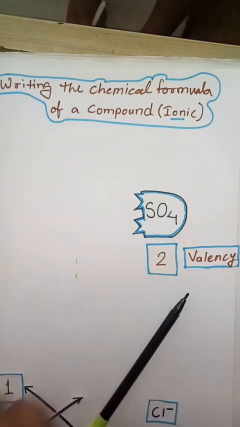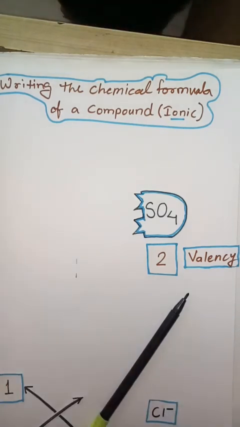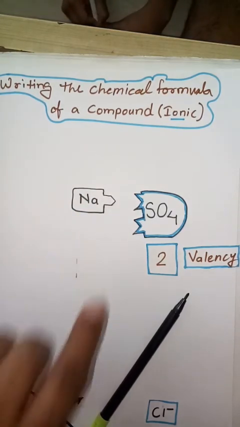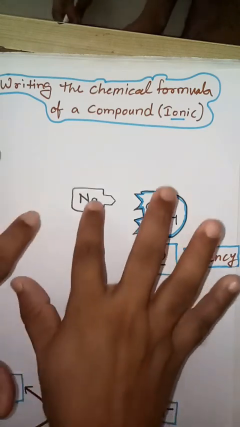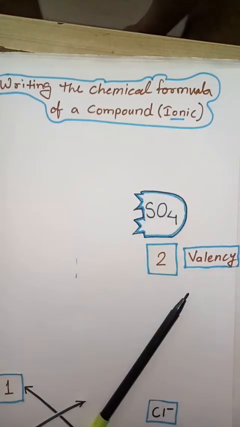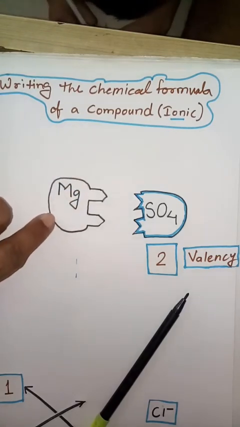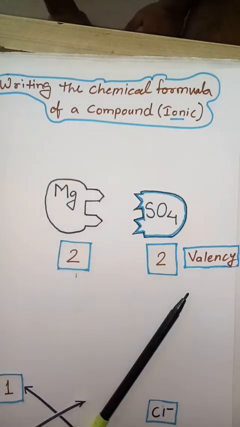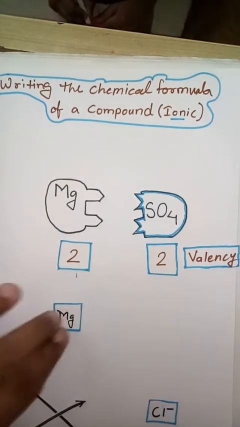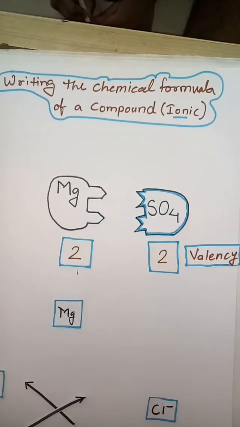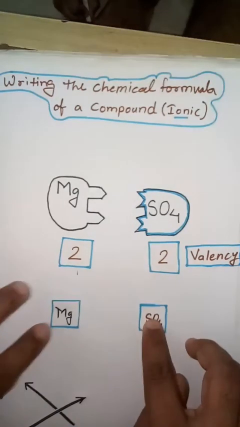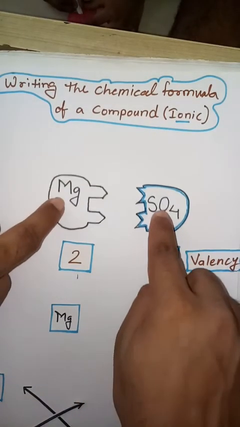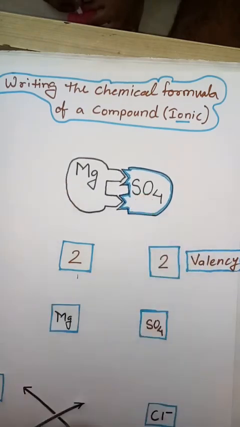And we need to satisfy it: if I have sodium, then we need 2 sodiums. Can you see that? We need 2 sodiums. So I don't want sodium here. Suppose I take magnesium, then what is the formula? Magnesium's valency is 2 and sulfate's valency is also 2. So if I write magnesium and sulfate 1, these two react and form magnesium sulfate.